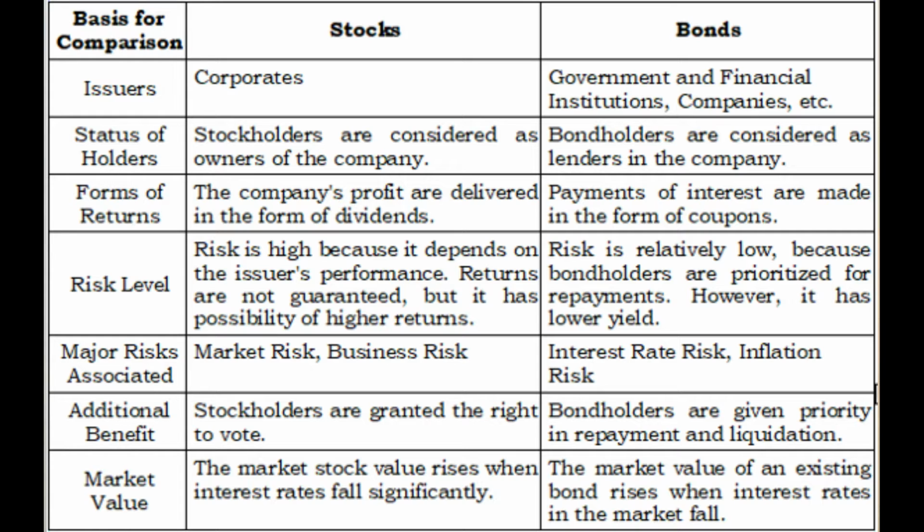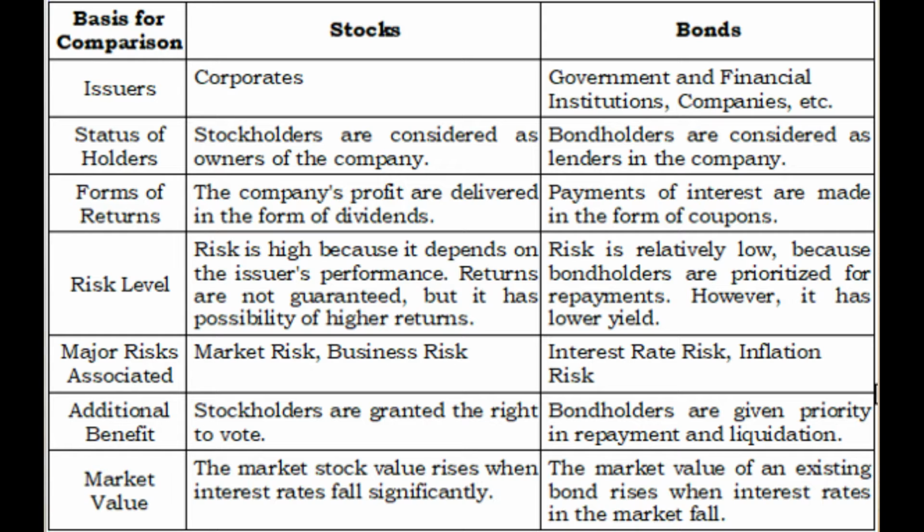Second basis is for the status of holders. Stockholders are considered as owners of the company, while bondholders are considered as lenders in the company. How about for forms of returns? In stocks, the company's profit is delivered in the form of dividends, while in bonds, payments of interest are made in the form of coupons.